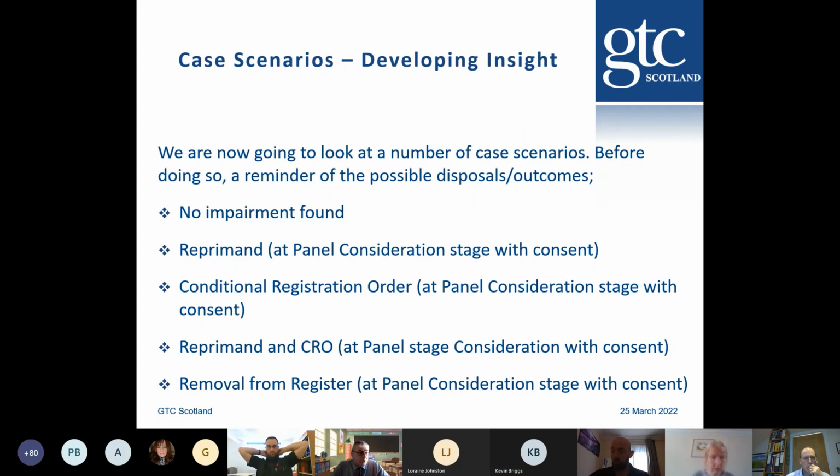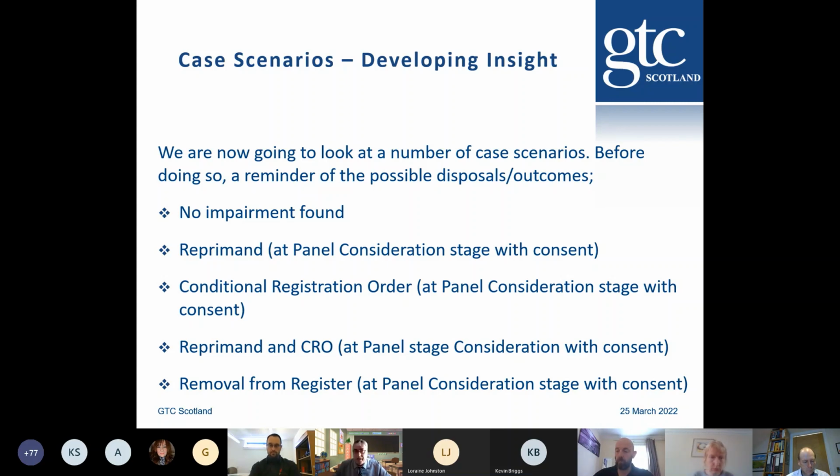They may decide on a conditional registration order, which is where the teacher or lecturer is allowed to keep their registration, but certain conditions are placed on that registration to ensure that they remain fit to teach. It may be a combination of both a reprimand and a conditional registration order, or it may be the ultimate sanction, removal from the register. So if you can take a note of those, I'm going to move on with slides. But if you can just take a quick note of those possible impairments.